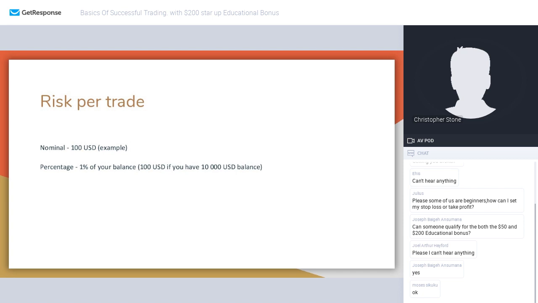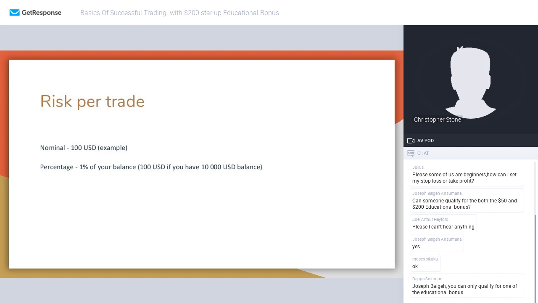So it will be $100 if you have a $10,000 balance. If, for example, your account has only $200, then your risk will be only $2, a maximum of 1% of your balance, of the cash you have on your trading account. This is a very important thing to understand.